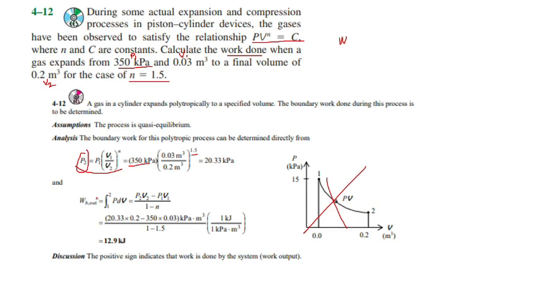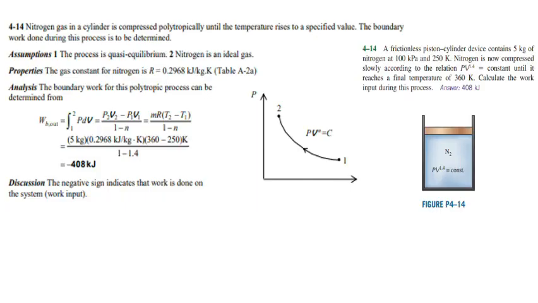In order to find the work in a polytropic process, the expression for work is P2 V2 minus P1 V1 over 1 minus n. So n in this case is 1.5, while you know P2 from this formula. V2 is given, and P1 and V1 are also given. Put the values here and you will get the answer for the work.